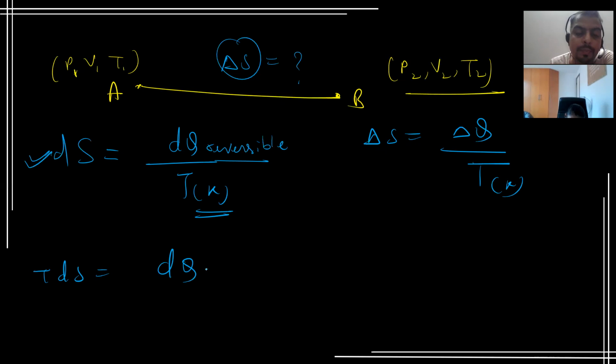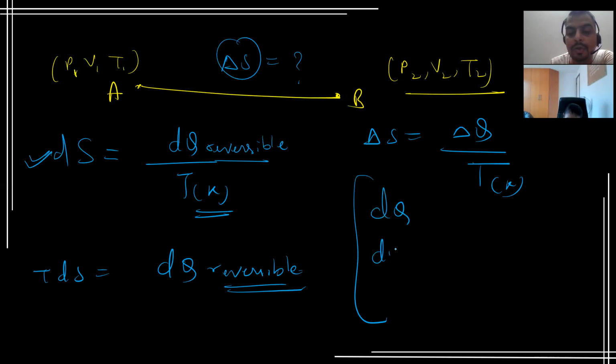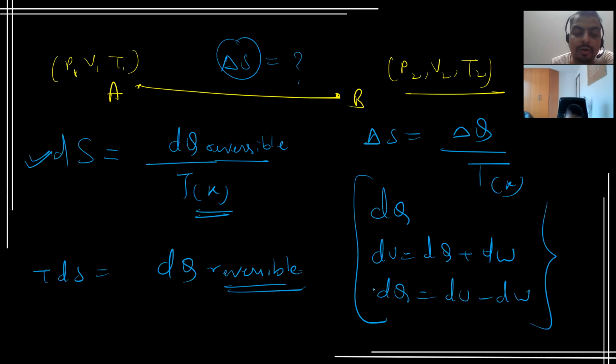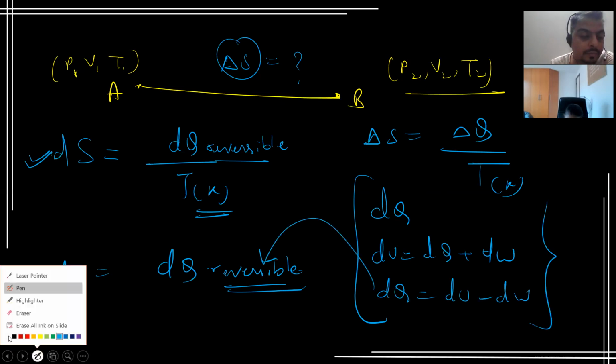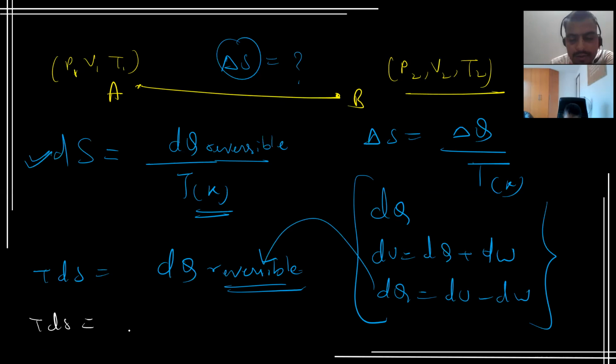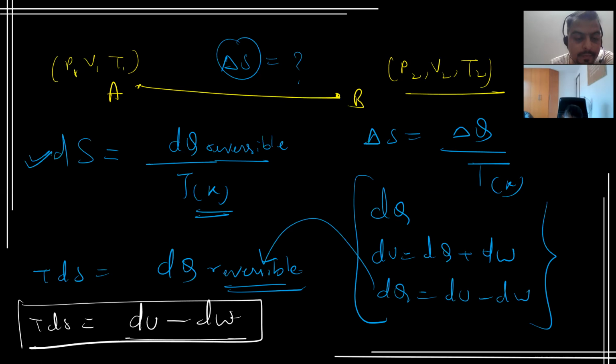And then you have to replace dq reversible using the first law of thermodynamics. What is the first law of thermodynamics? dU is equal to dq plus dw. You know that? So dq will be dU minus dw. Put this value of dq here. You will get TdS is equal to dU minus dw. I hope it's right. Okay? Have you got this step?